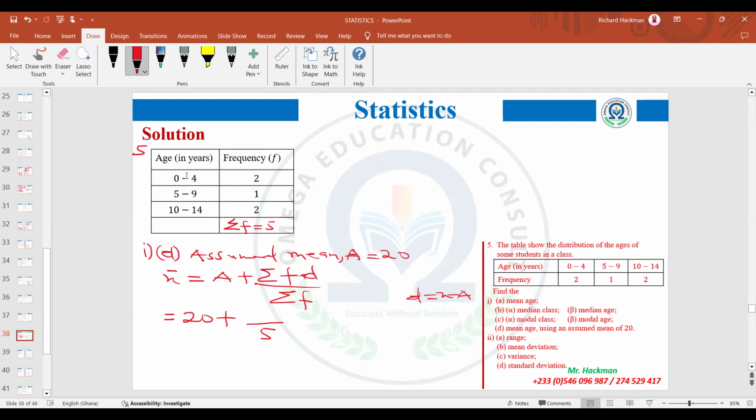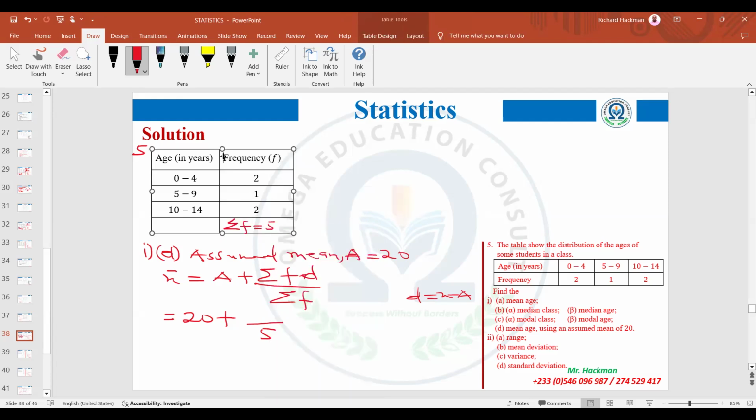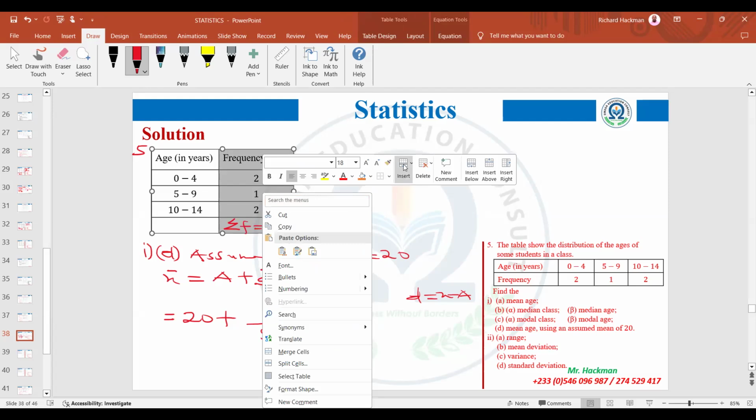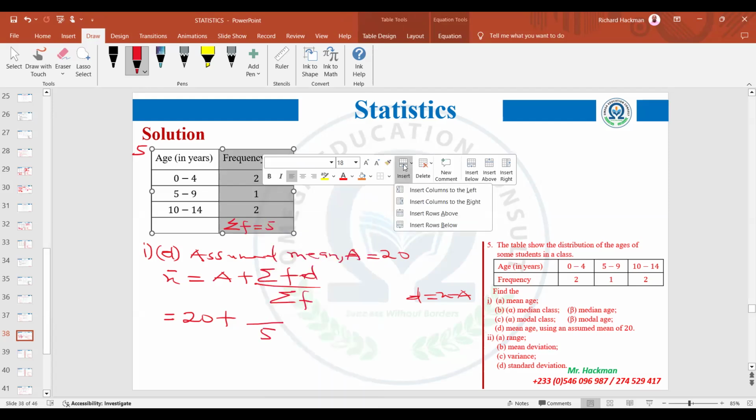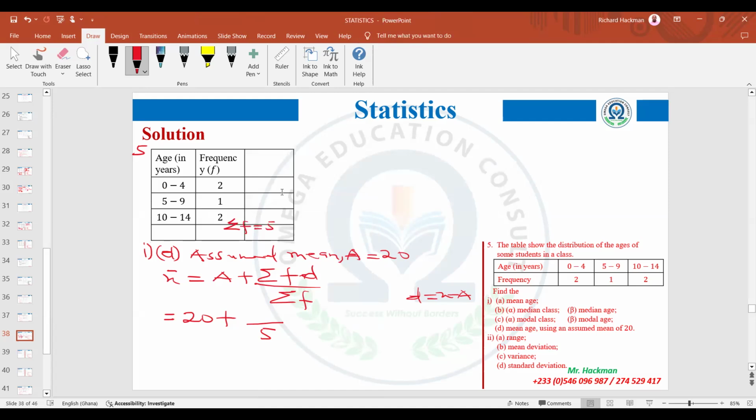So what did I say you should do when you want to find the x in a group frequency distribution table? How do you find the x? Find the midpoint. You find the midpoint of what? The ages. Okay, very good. Of the classes.